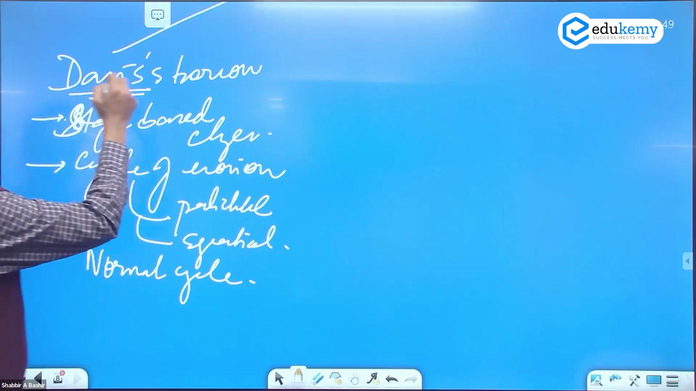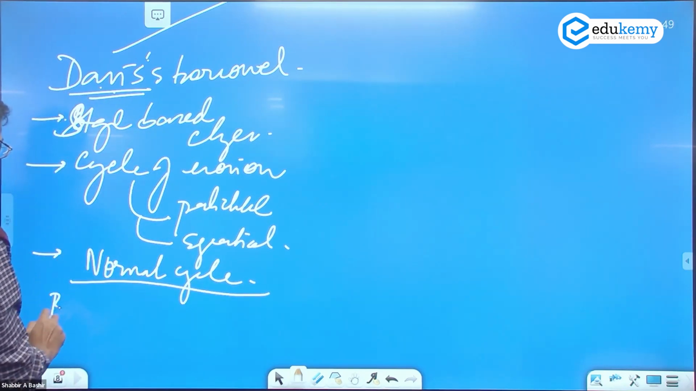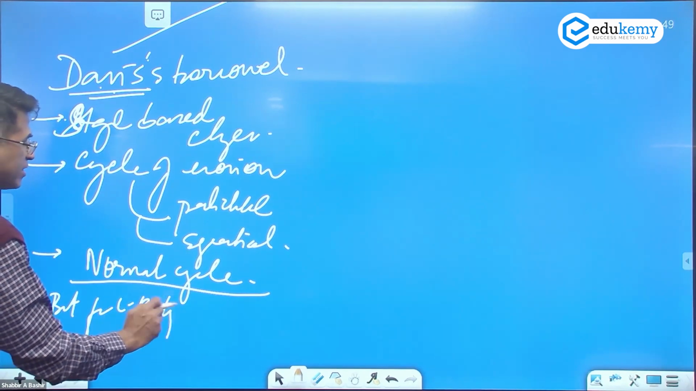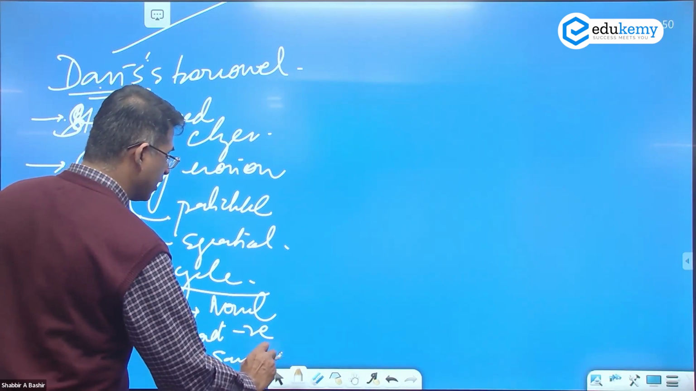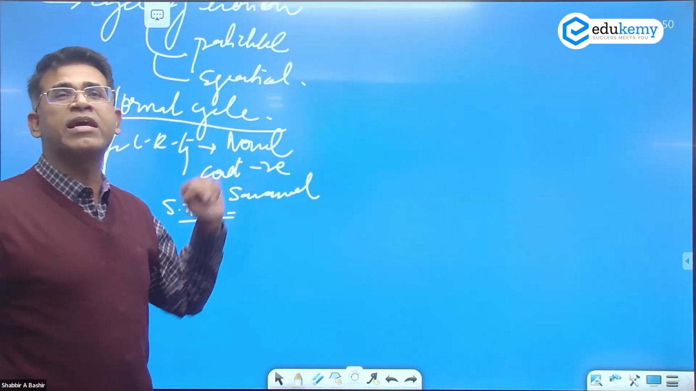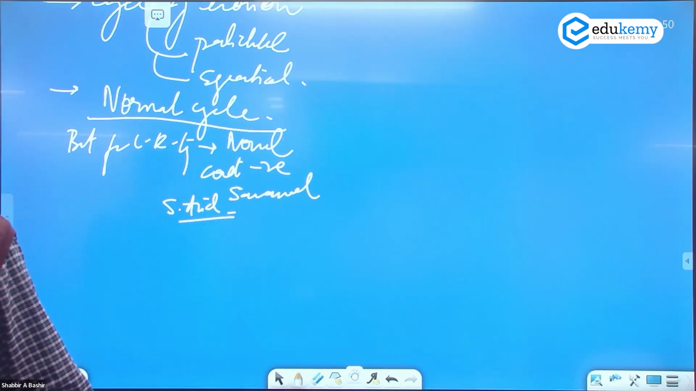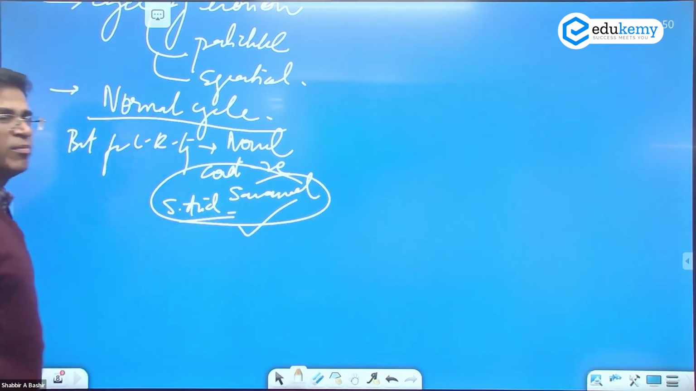So what did L.C. King borrow from Davis? He borrowed the concept of the normal cycle, but for L.C. King, normal conditions are the savanna, semi-arid conditions. What is the normal cycle? For Davis, normal was the cool temperate conditions, the cool humid conditions of temperate latitudes. But for L.C. King, savanna is the normal condition.